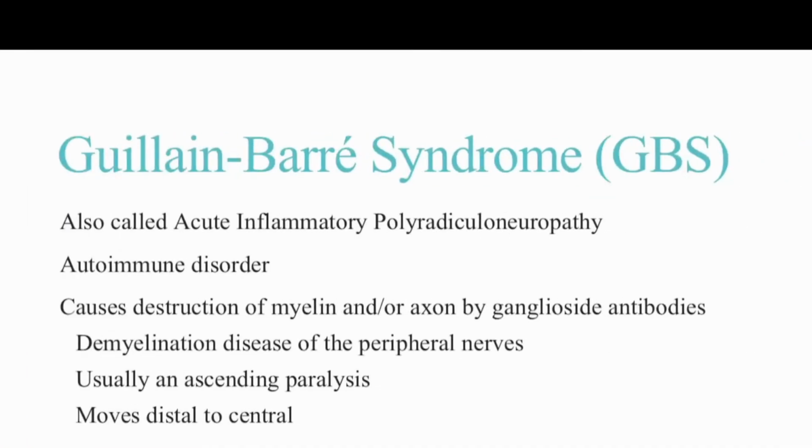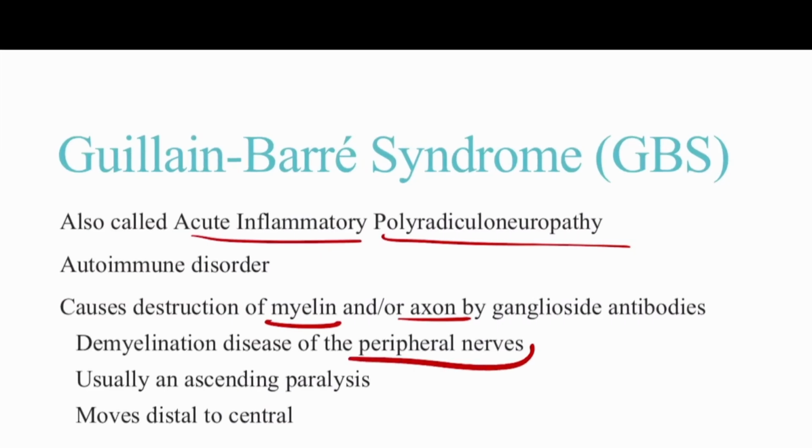Here's Guillain-Barré, also known as acute inflammatory polyradiculoneuropathy. It's an autoimmune disorder, usually there's some sort of insult that happened before they got these symptoms. Destruction of the myelin or axon. Peripheral nerve. So MS is central nerve demyelination. Guillain-Barré is peripheral nerve demyelination.